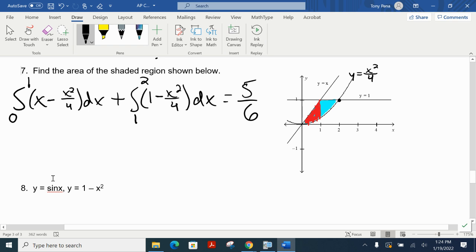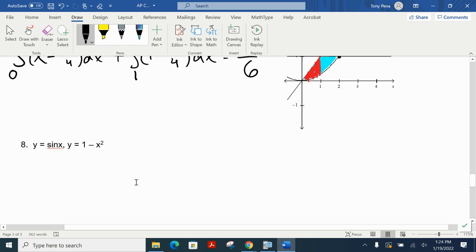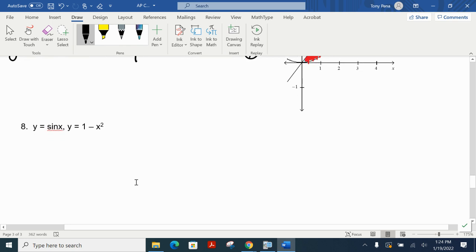All right, last one. This one you do need to graph on your calculator. Even though you should be able to sketch this, you won't be able to answer this question without it being on your calculator. So go ahead and graph those two.